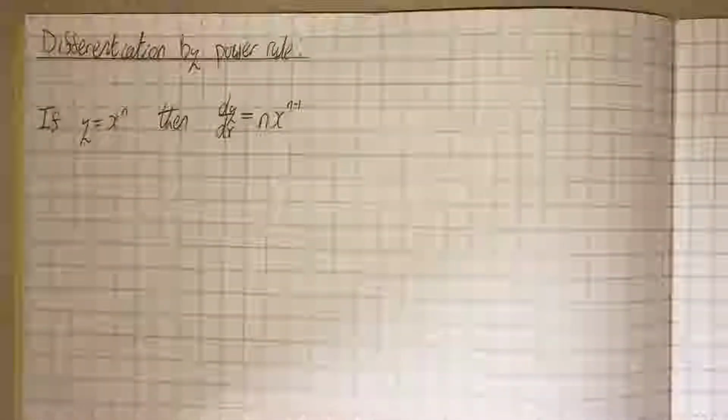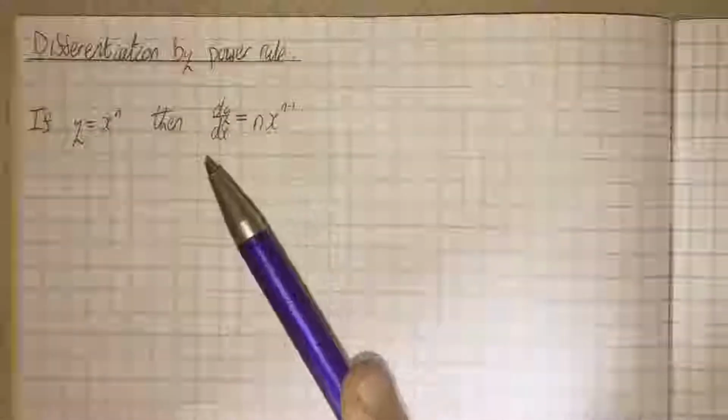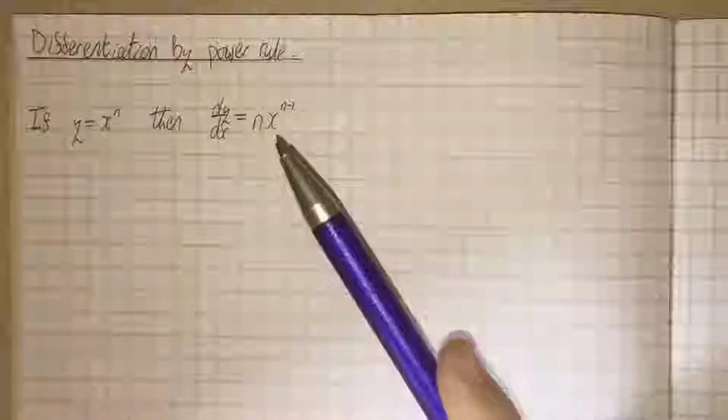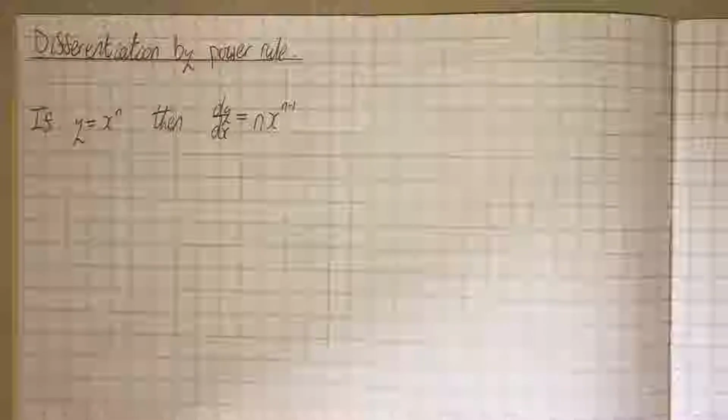Now for most of you, you'll just know this as standard differentiation, and basically, when y is equal to x to the power of n, then dy/dx, which is the gradient function, will equal n times x to the power of n minus 1. And we can actually prove this.